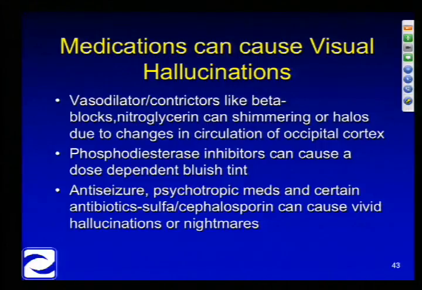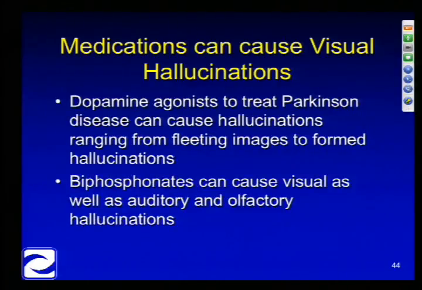Anti-seizure, psychotic medications, and certain antibiotics such as sulfas and cephalosporins can rarely cause vivid hallucinations or even nightmares. Dopamine agonists used to treat Parkinson's disease can also cause hallucinations, ranging from just fleeting images, sometimes to formed hallucinations where people can see objects. And bisphosphonates can cause visual as well as auditory and olfactory hallucinations. And these things can be really disturbing to patients if they're unfortunate enough to have them.